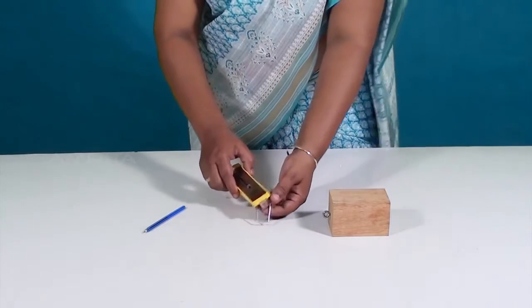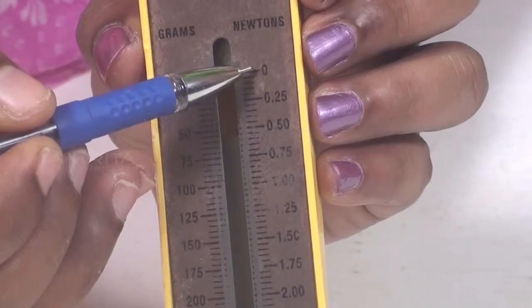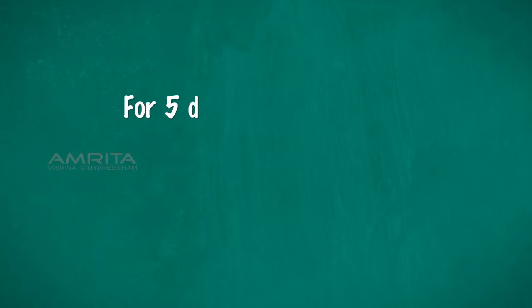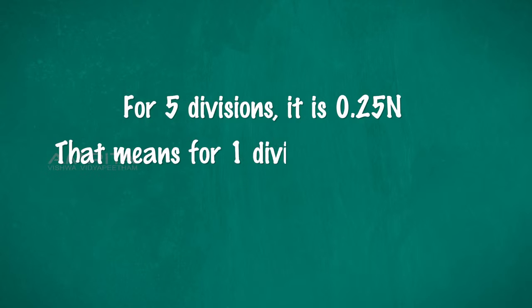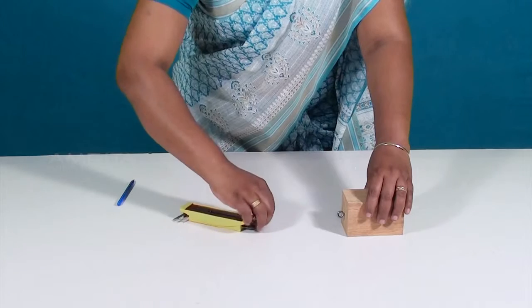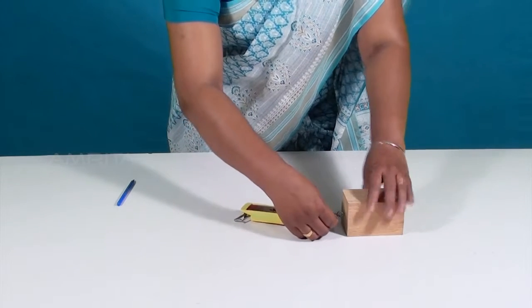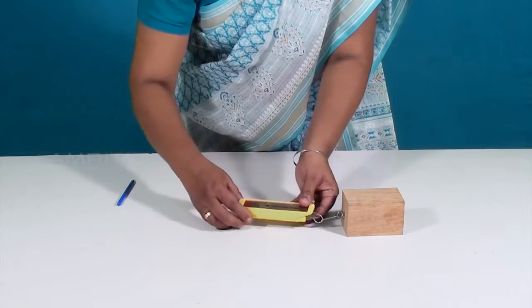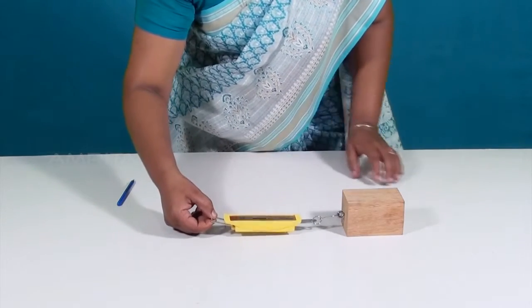Take the spring balance and note the least count of the spring balance. For 5 divisions, it is 0.25 N. That means for one division, it is 0.25 divided by 5, which is 0.05 N. Now, fasten the spring balance to the block of wood. Then, pull the spring balance.